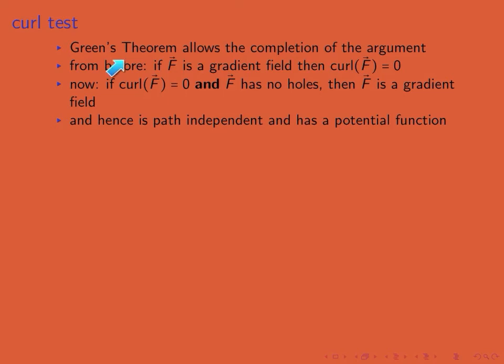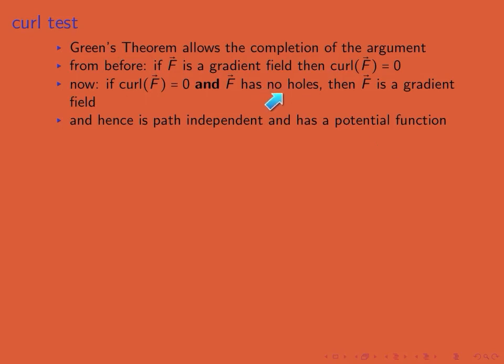Okay, so Green's theorem allows us to complete the argument from before. So before, we had that if the vector field f is a gradient field, then it must be that the curl is 0. So it turns out, though it's a little bit more work to show, that the converse statement is also true. That is, if the curl of f is 0, and this is important, and the vector field f is nice, that is, it has no holes, it's defined everywhere, then it turns out that f is a gradient field. So if I can check these two things, then I know that f is a gradient field. And let me just remind you that if it's a gradient field, that means that it's path independent, and that I can find a potential function.